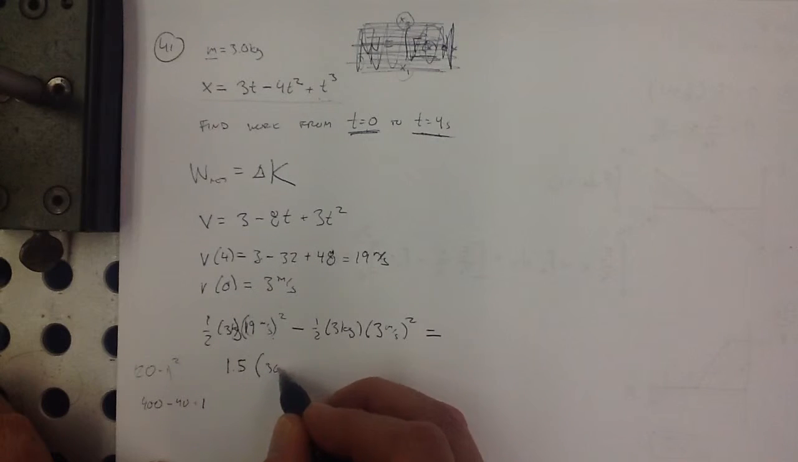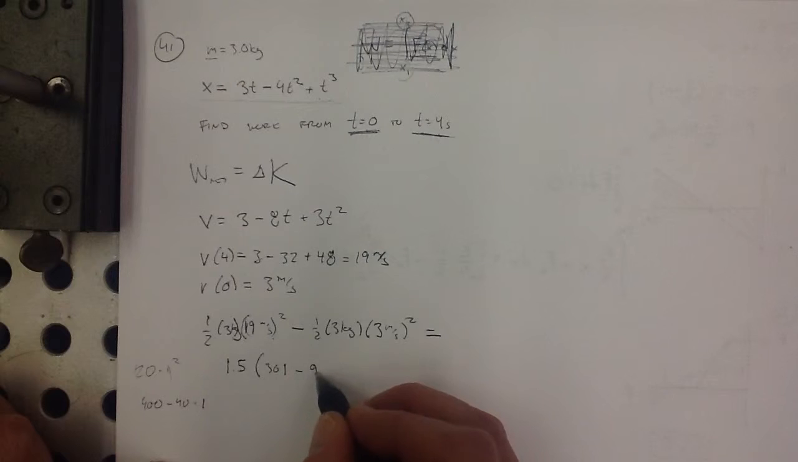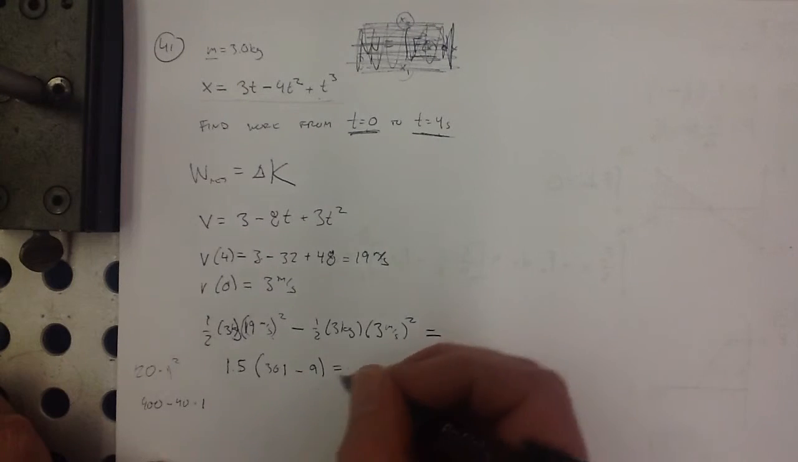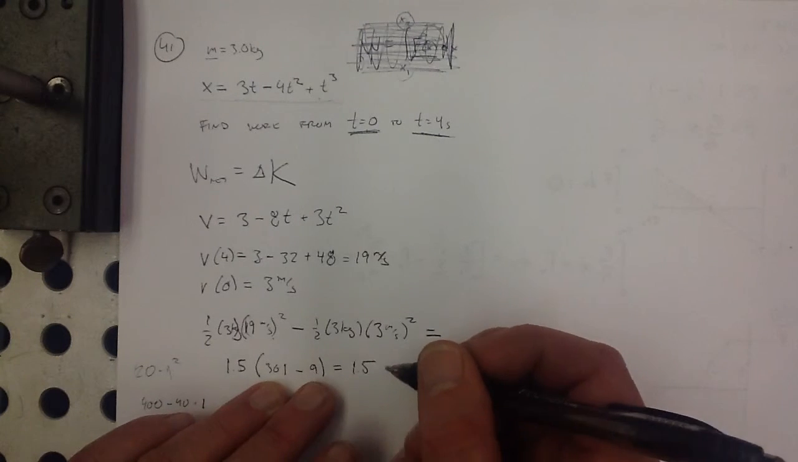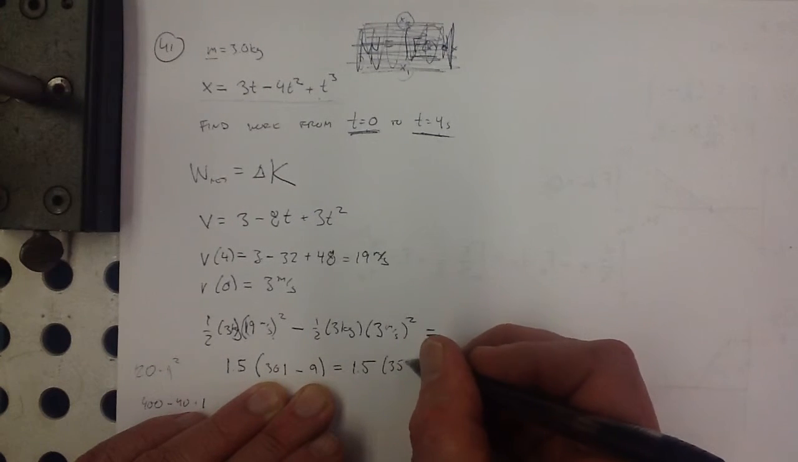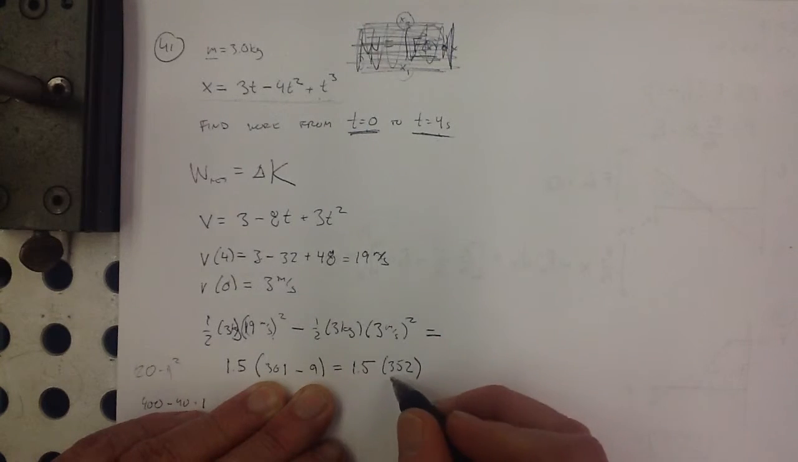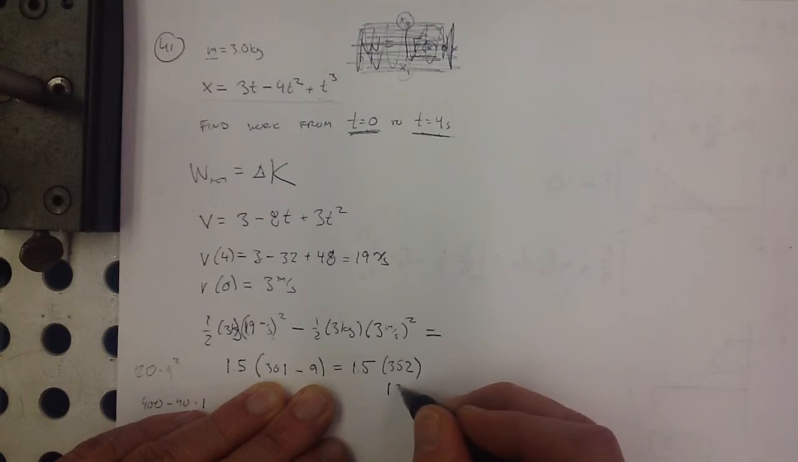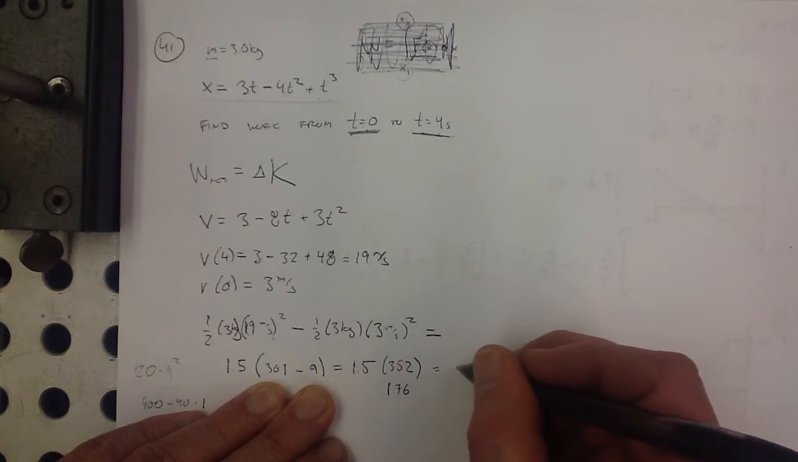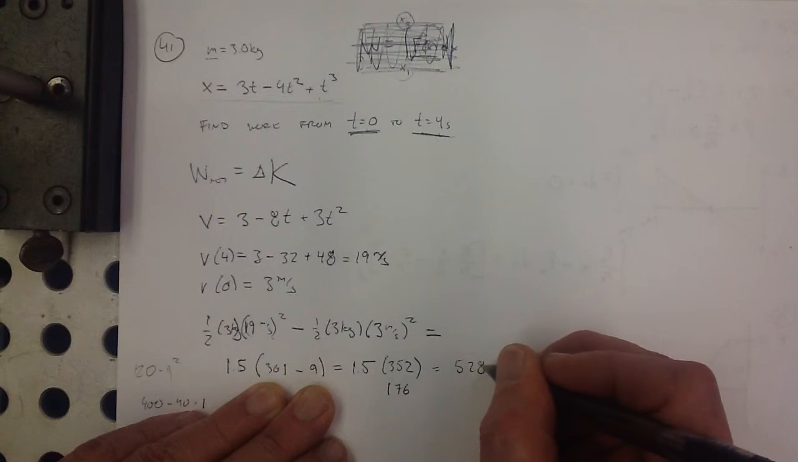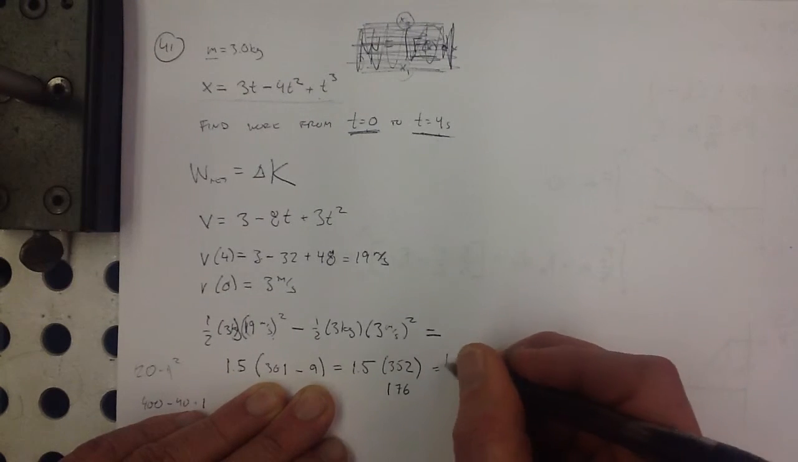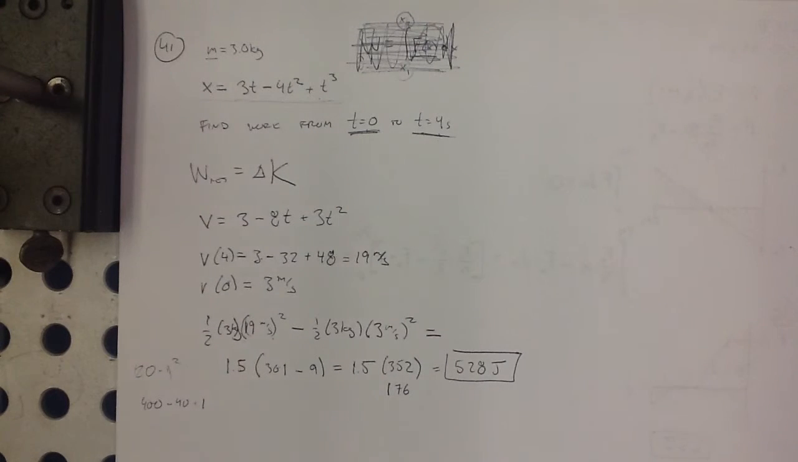361 minus 9, which is equal to 1.5 times 352, right? And 1.5, that's like 1.5 of these, so half of that would be 176. And if I add those together, I get 528 joules. You can check the math there. I think that is probably right.